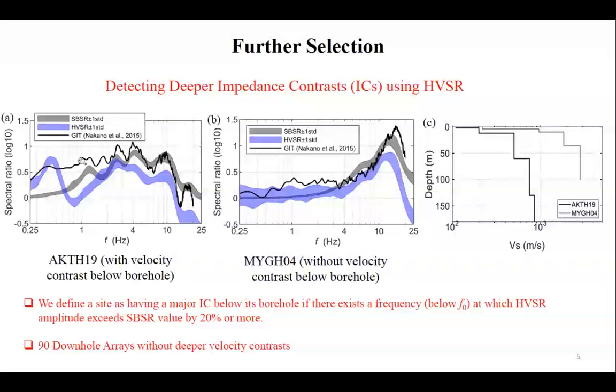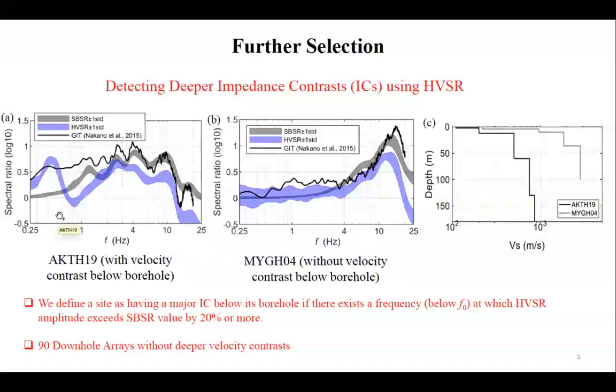We can have a look at these two sites, one on the left with velocity contrast below downhole, and the other on the right, which is considered to have no deeper velocity contrast below downhole sensor. For the site on the right, there is no deeper velocity contrast, so the HVSR and SBSR will coincide with each other in the relatively low frequency range. Whereas on the left-hand side, the site having a deeper velocity contrast, there is a clear peak on its HVSR in relatively low frequency range. But this peak is completely absent on its SBSR.